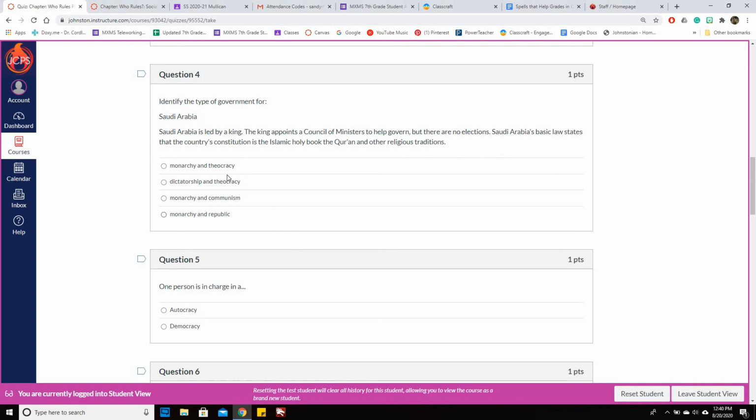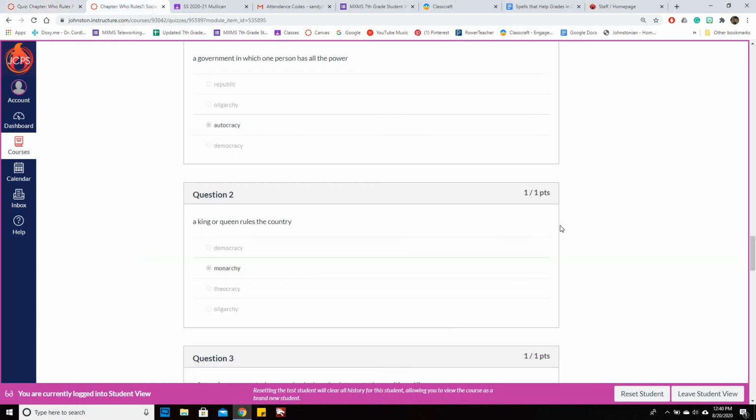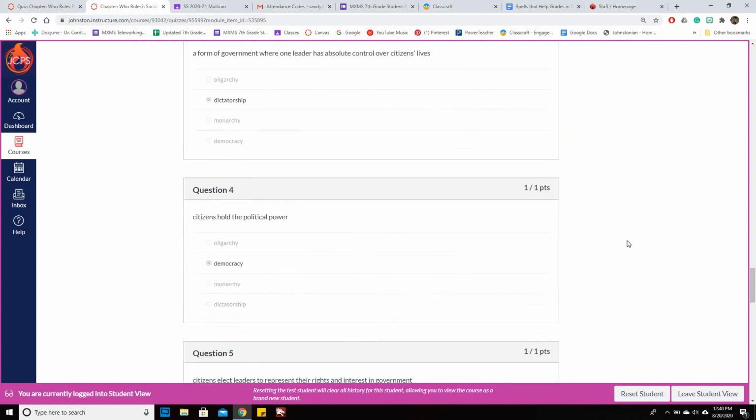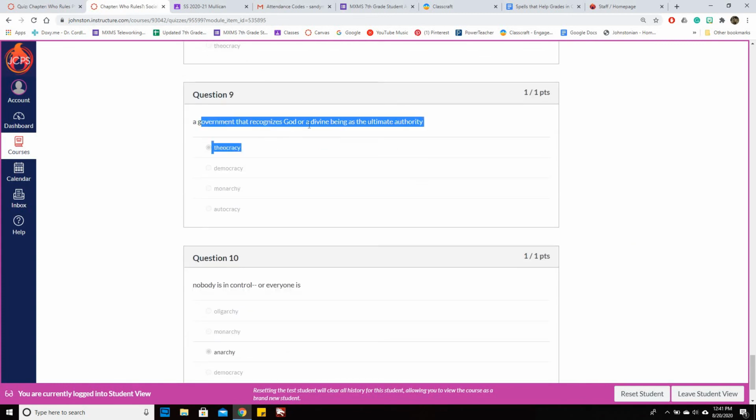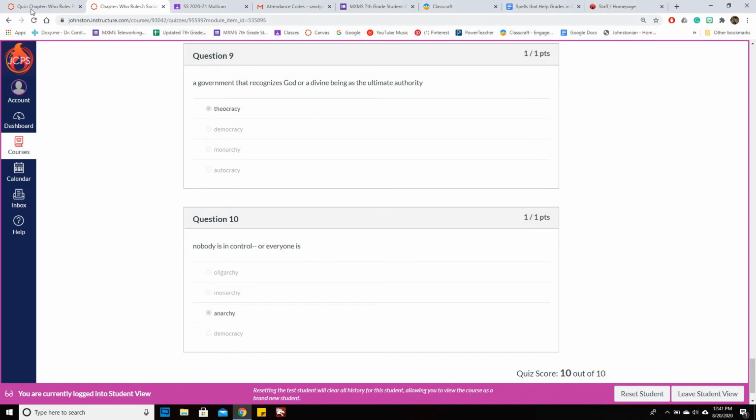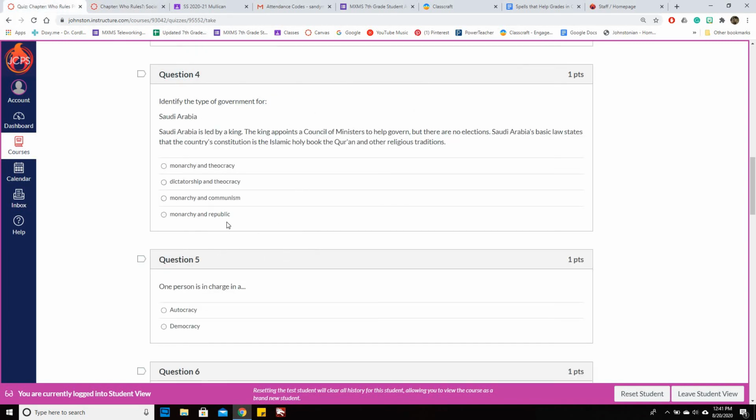So by a king, we should be able to knock this down to at least these three: monarchy, monarchy, monarchy. So now we've got to look at theocracy, communism, and republic. The other one didn't talk about communism, and you do need to kind of know that republic means indirect democracy. But I'm going to go in here and see which answer choice I would pick for maybe theocracy. So here, a government that recognizes God or divine beings as the ultimate authority. So it did mention that. So this is going to be monarchy and theocracy. And what you should also be picking up is that a government can be one of these, two of these, it can even be three of these.